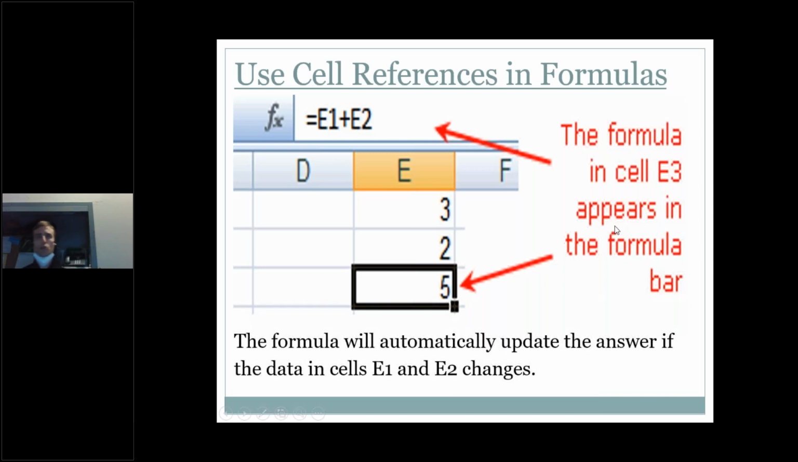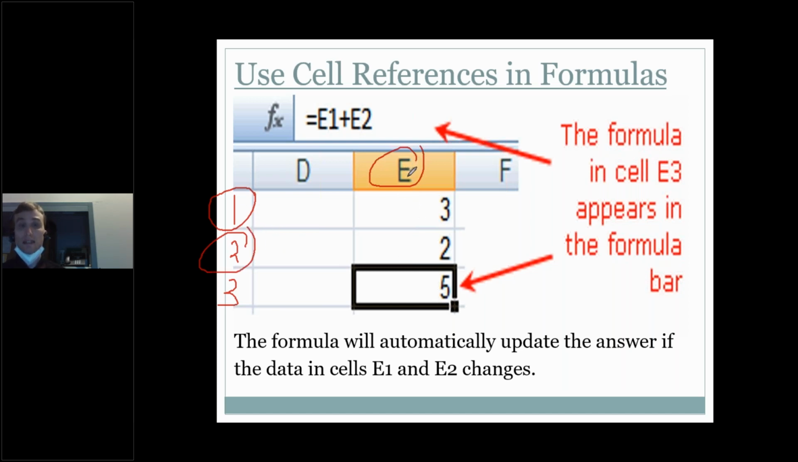Now this is an up close look. This is actually an Excel worksheet, but again, Google Sheets looks nearly identical. Same setup. So let's pretend we have rows 1, 2, and 3 here, and then we have columns D and E. In this example, this person has entered a 3 into cell E1. They've entered a 2 into cell E2.